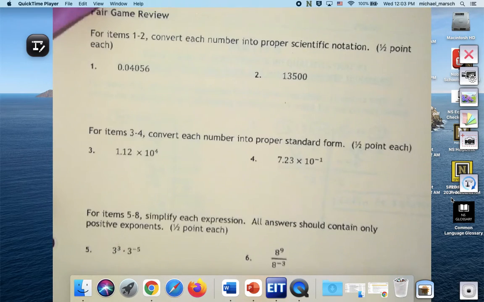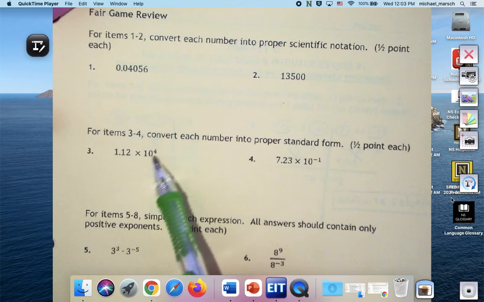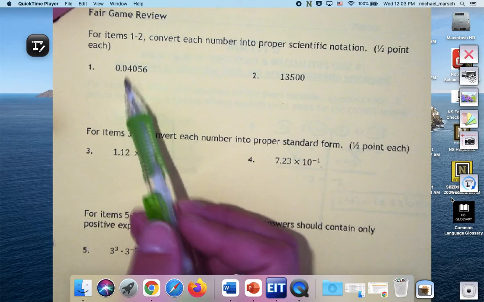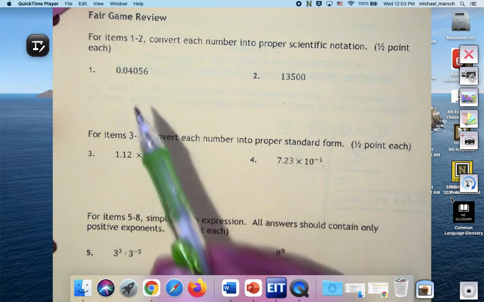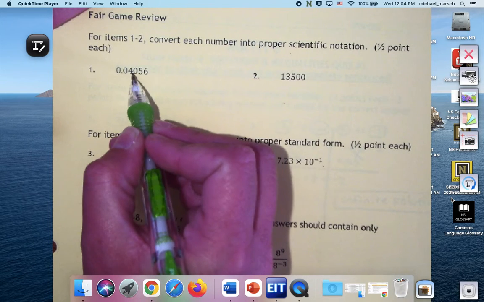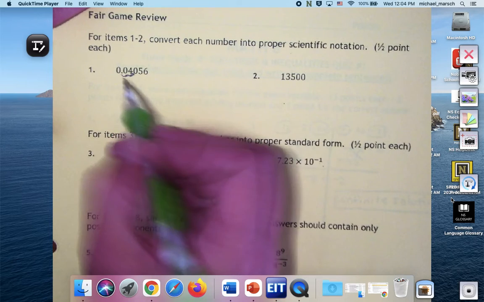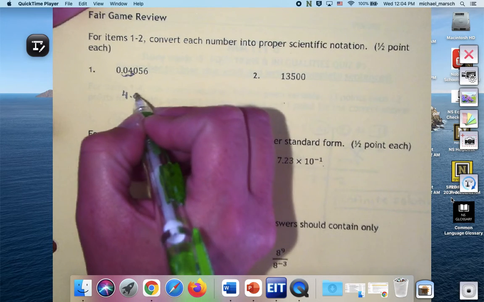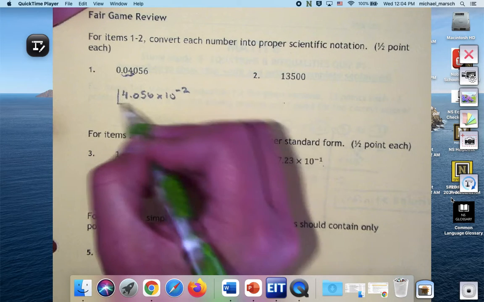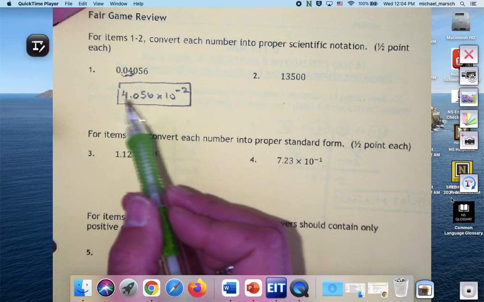Okay, here we go. Scientific notation. Remember, the exponent tells us how far to move the decimal, right? We have to put things into proper scientific notation. So I'm going to put my decimal after this 4. And I know that it would be 2 places to the left to get it back to where it started. So 4.056 times 10 to the negative 2, because I have to go to the left.